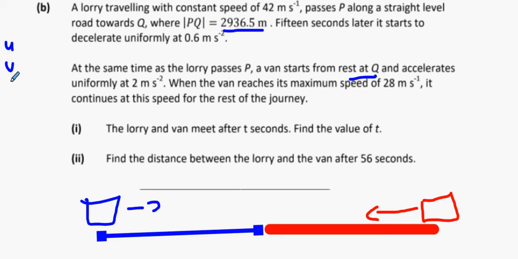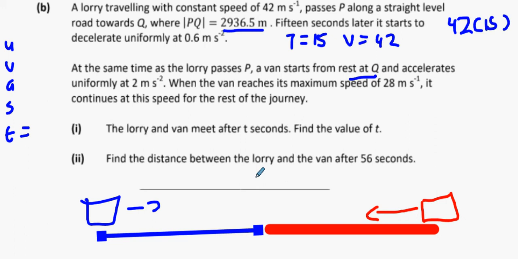So SUVAT. So the lorry travels for 15 seconds at a velocity of 42. Well, 42 times 15, because it doesn't have any acceleration, is 630. So part of this is 630 that was travelled at constant velocity. The rest of it is an equation that we're going to have to figure out.